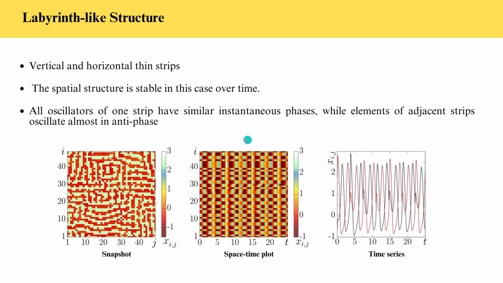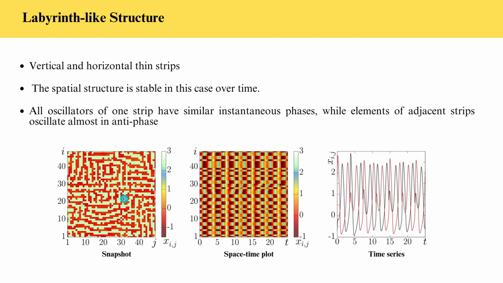For the second type, the case where the strips intersect vertically and horizontally, it is very similar to the preceding one. Here also there are two typical cases. We explore the two typical cases. The first one is given here. And the spatial structure is stable, just like a frozen one.